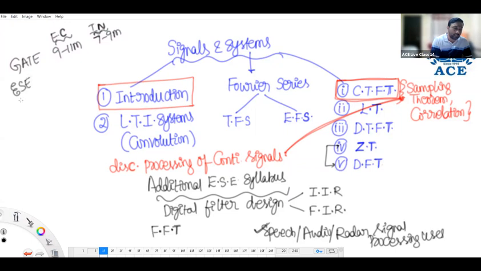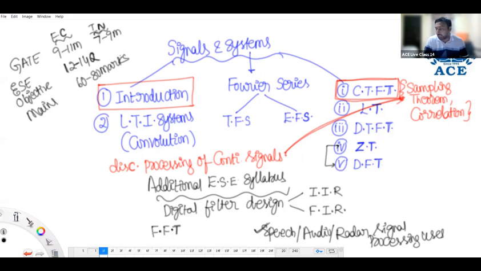ESE objective, that is the prelims exam, 12 to 14 questions will be asked from signals. In the Mains exam, they are giving around 60 to 80 marks of questions. So the average weightage of the signals subject is minimum 9, maximum 11.